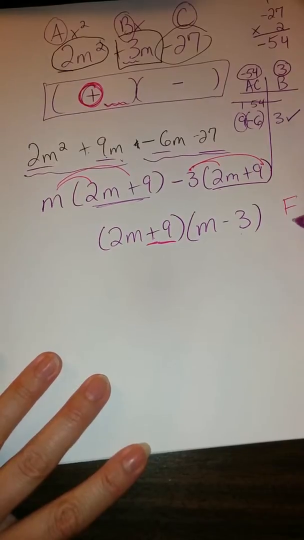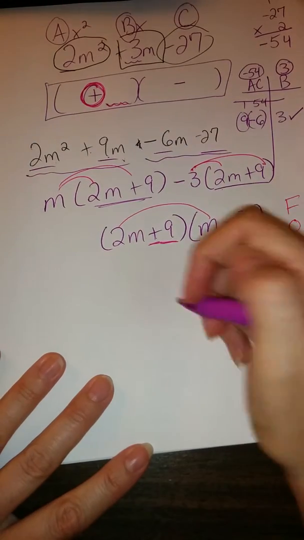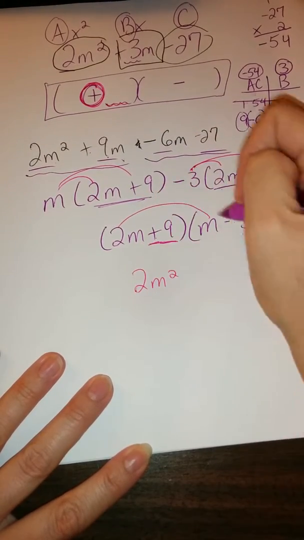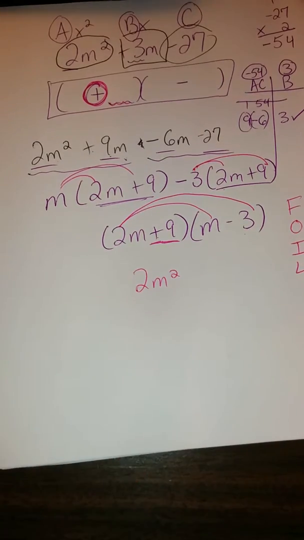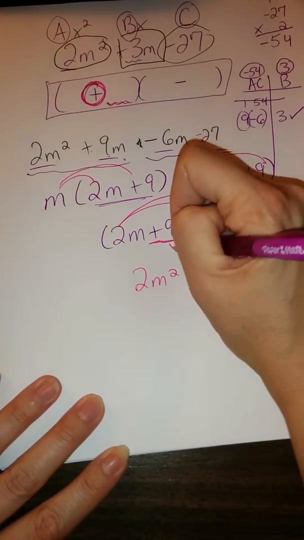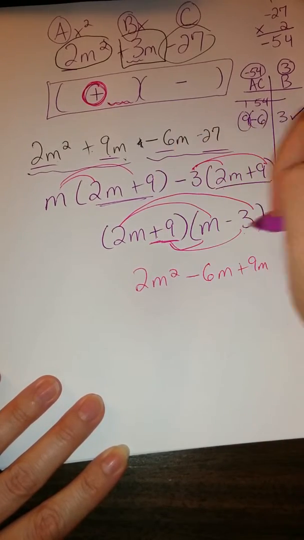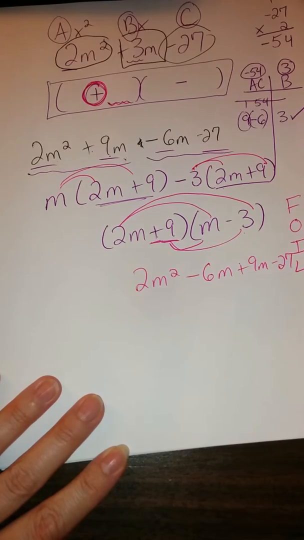We're going to remember foiling. Remember FOIL? Our first, our outer, our inner, and our last. Our first two terms multiplied together gives me 2m squared. Our outer two terms, 2m times a negative 3 gives me a negative 6m. Our inner two terms, that gives me our positive 9m. And our last, that gives me a negative 27.